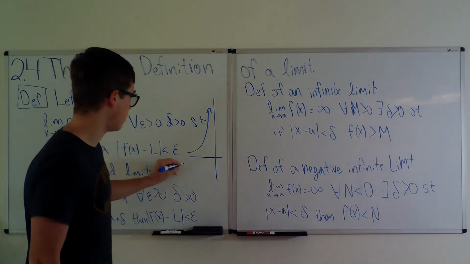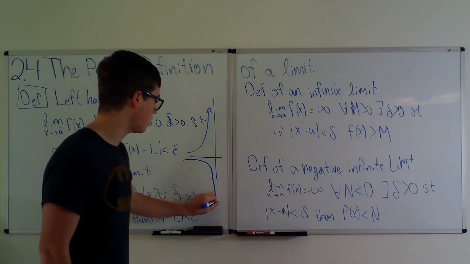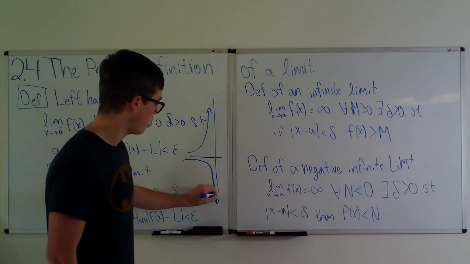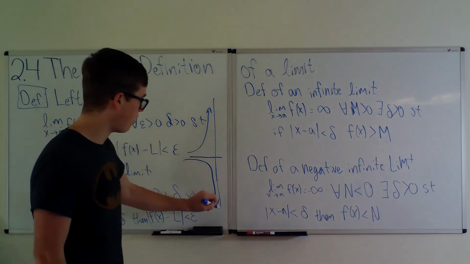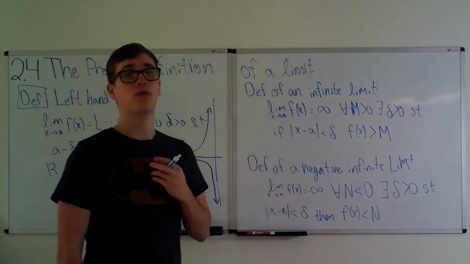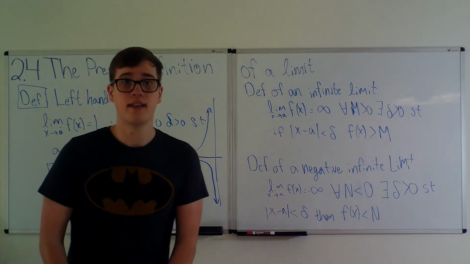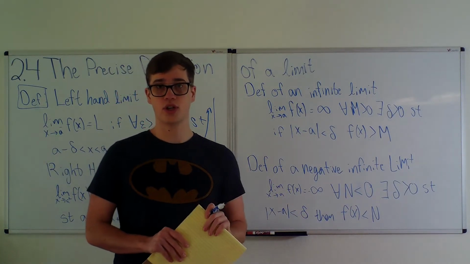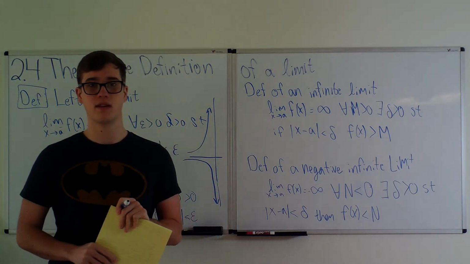So I'm just going to use the same graph again. If you had the curve like this, and it's going down to negative infinity, this would be a negative infinite limit, because it never hits the y-axis, and therefore the limit would be equal to negative infinity. Alright, so that's all for the lecture portion of the video. Let's transition into some practice problems.